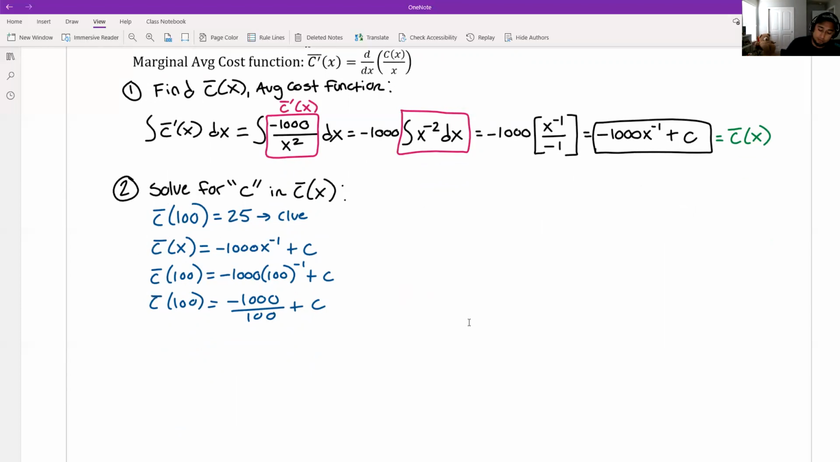Another piece of the clue that we're going to use right now is that c bar of 100 is equal to 25. So this c bar of 100 becomes 25. So that's what we're going to plug in for c bar of 100. So that becomes 25 equal to negative 10 plus c. Now solve for c, add the 10 over, and 35 equals c.